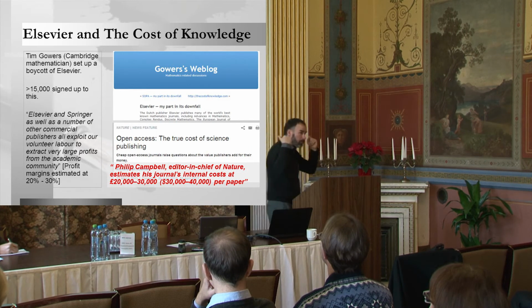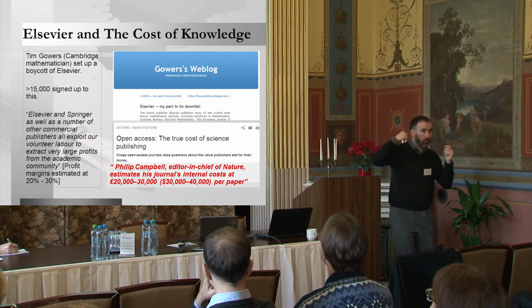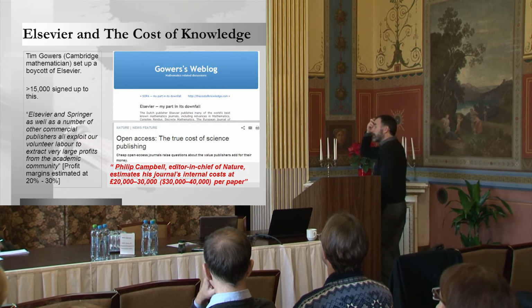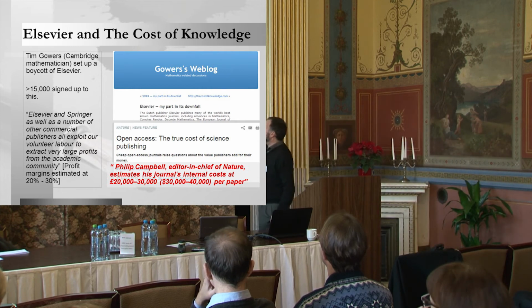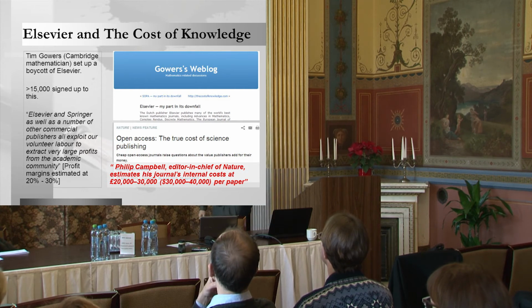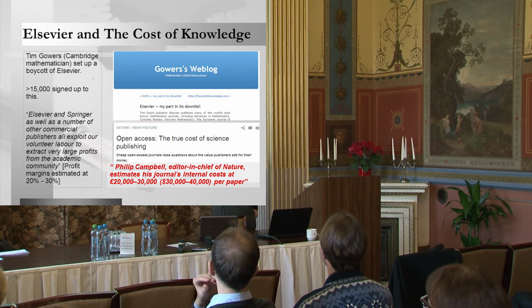I don't know if many of you are familiar with this cost of knowledge boycott. A guy called Tim Gowers, a mathematician, put it up at 15,000. I think it's something like 16,000 now signed up to this. Elsevier and Springer, as well as a number of other commercial publishers, all exploit our volunteer labour. Huge public subsidy. Because who does the refereeing and who does the editing for free?